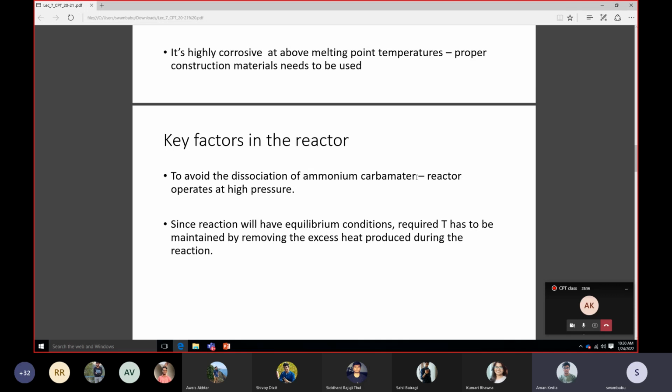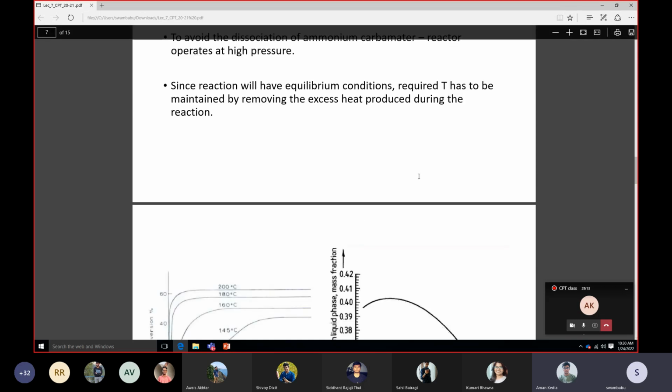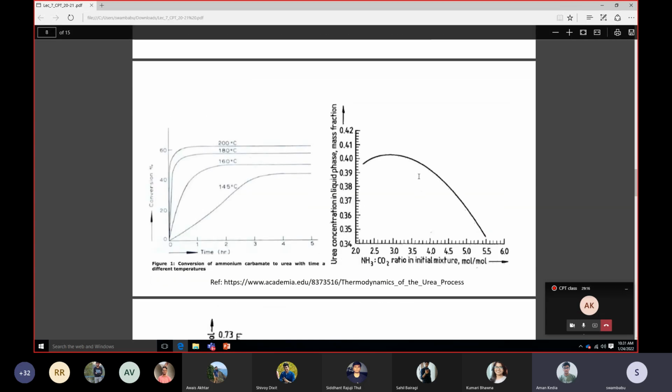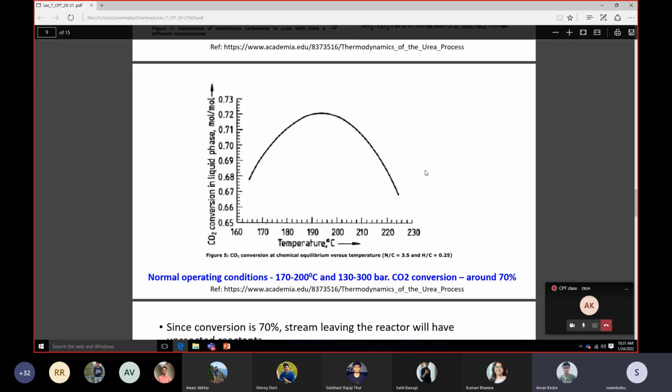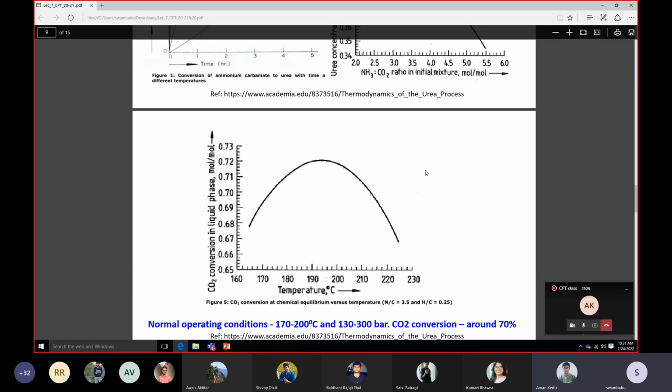Since the reaction will have equilibrium conditions, that is, at high temperature the backward reaction is favored, we need to remove the excess heat produced during the reaction, which I already discussed. So this is from the kinetics point of view. I think first we will see this. So this is the thermodynamic point of view.